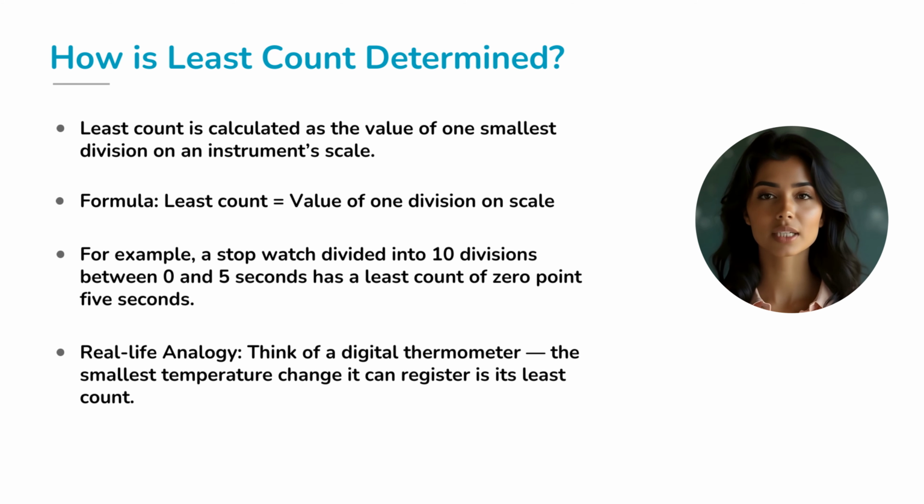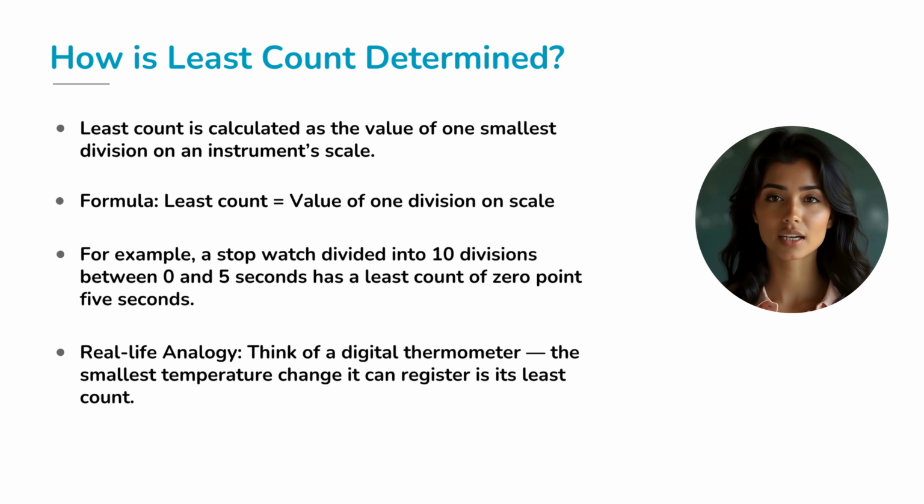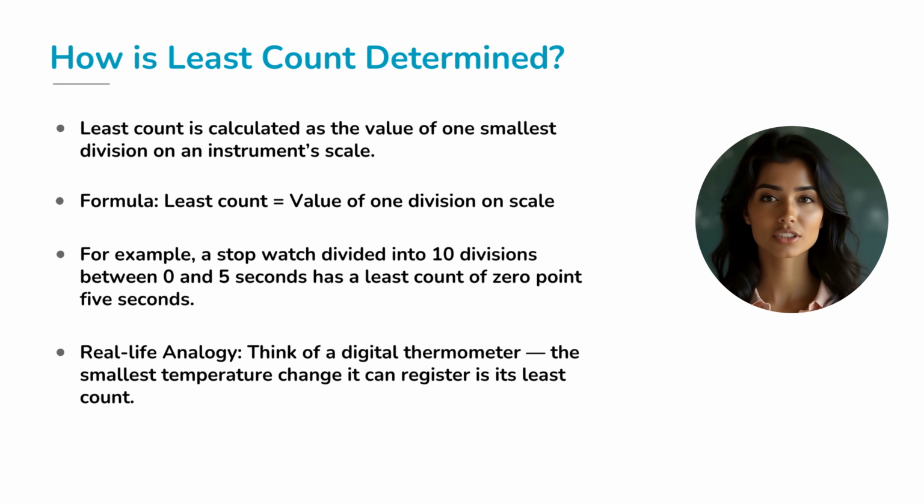Every measuring instrument has a graduated scale. The value of the smallest division on that scale is the least count. For example, if a stopwatch has 10 divisions between 0 and 5 seconds, then each division represents 0.5 seconds, and that's the least count. This principle applies to all instruments, from ammeters to burettes.